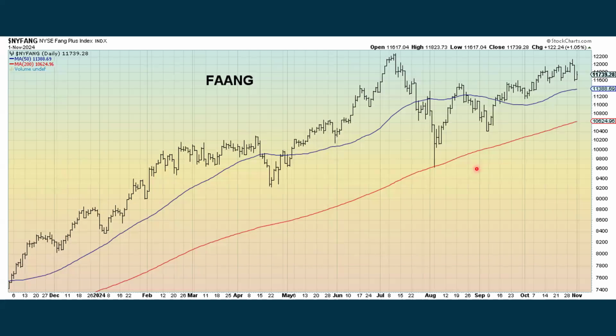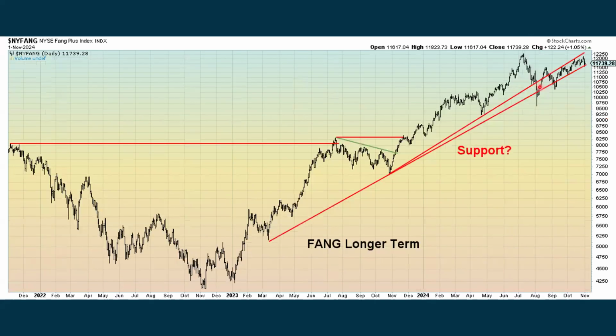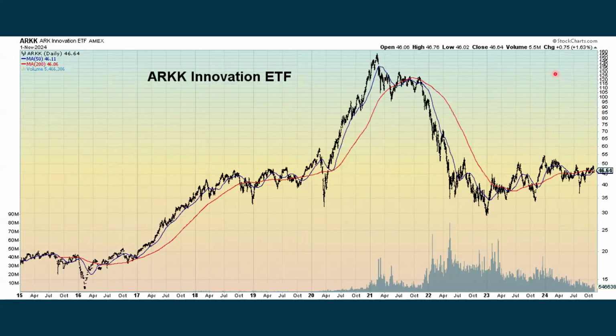The FANG index has been going sideways lately, but is still above its 50-day moving average. And here's another look where we're still above this longer-term trend line, but we've not been able to get back above this shorter-term trend line. ARK is pretty much going sideways, just about ready and in the process of generating a golden cross here, which we haven't seen one of those in a while. So even though this is a golden cross, we pretty much have been chopping sideways with ARK.